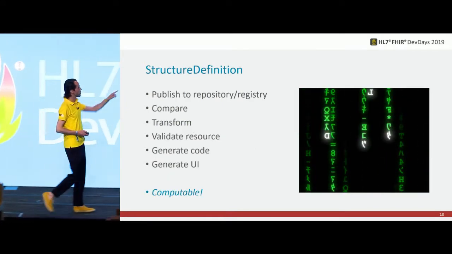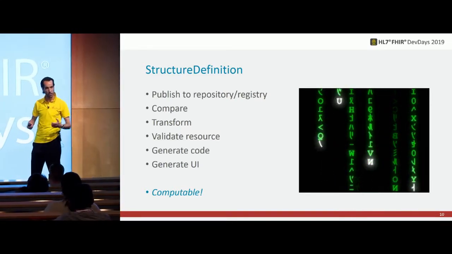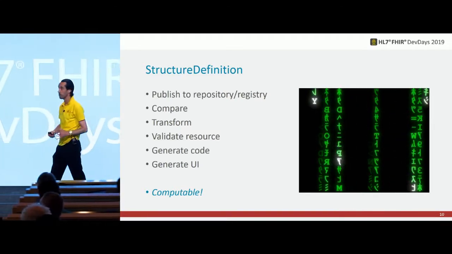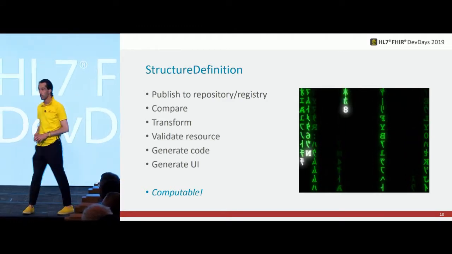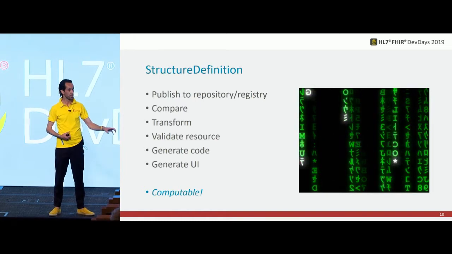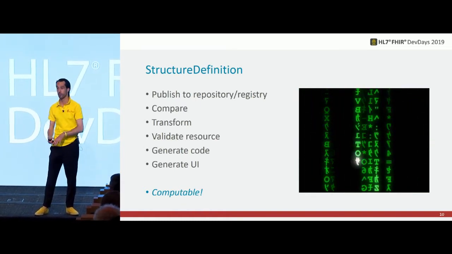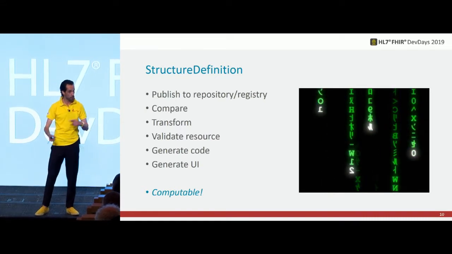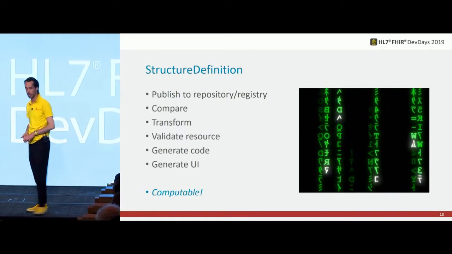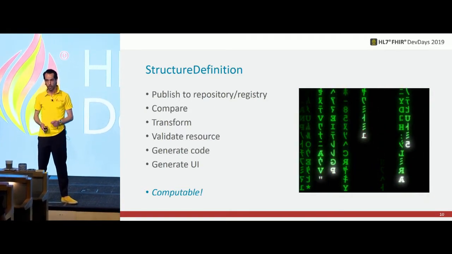So what does it allow you? Because it's computable, you can compare them. You can write code to look at two structure definitions and list the differences. That's what the FHIR spec actually does. You can transform them. You can validate them. Here's an instance data. It claims to be conforming to your profile. Is it actually true? Because it's structured, you can write some code to verify this compliance. And you can generate code and you can generate a UI. And that's all possible because it's computable.